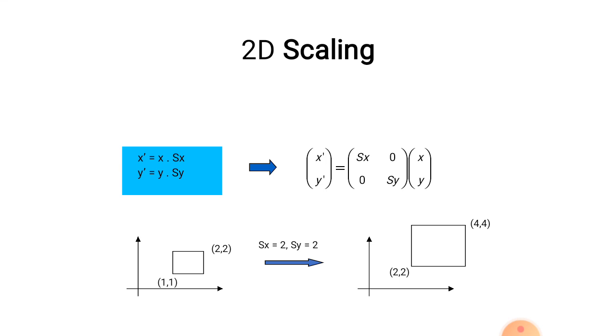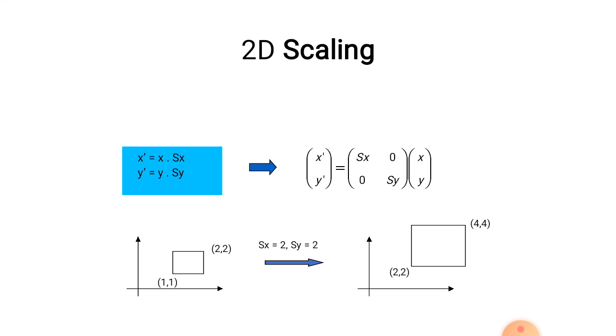Now we are going to see scaling. Scaling is nothing but altering the object size by a scaling vector. That is, we alter the object size by a scaling factor sx, sy, so x' is equal to x dot sx and y' is equal to y dot sy, which we represent as x', y' equals the matrix sx 0, 0 sy times x, y.